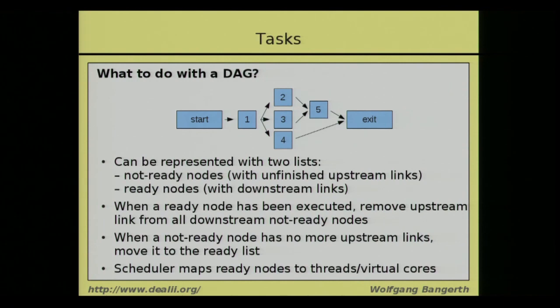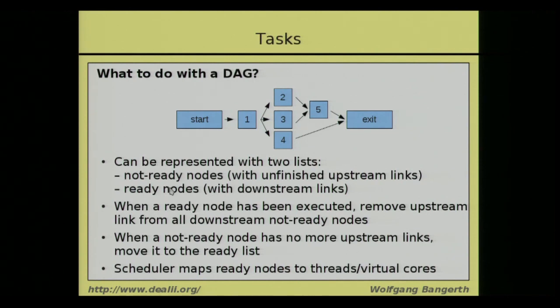So how do you deal with a DAG? I can represent this in terms of two lists, essentially. I'm going to have a list with all of the nodes in the beginning, and I call them non-ready nodes. So let's say I enter start here. If this function is entered, then that means that 1 is ready to be executed. So if I have executed start, then 1 is ready, so I move it from the non-ready list into the ready list.